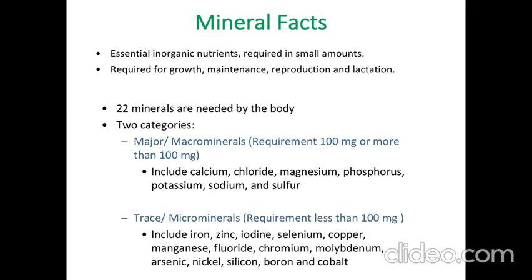The other type of the nutrients includes minerals. Minerals are the inorganic nutrients that are required in a small amount. Organic nutrients that are required in a small amount are the vitamins, while the inorganic nutrients that are required in a small amount are called as the minerals.